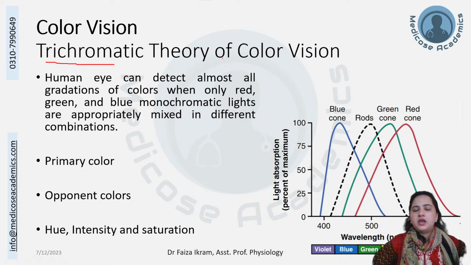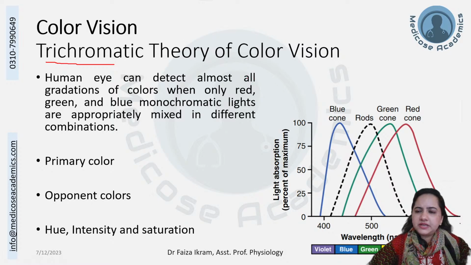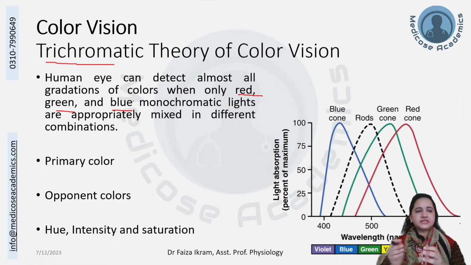Young-Helmholtz trichromatic theory of color vision says that the human eye can detect almost any gradation of color just by mixing any of these three colors. The primary colors: red, green, or blue. If mixed in appropriate amounts, human eyes can see any of the secondary colors.